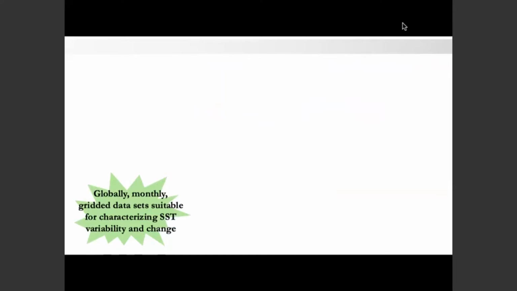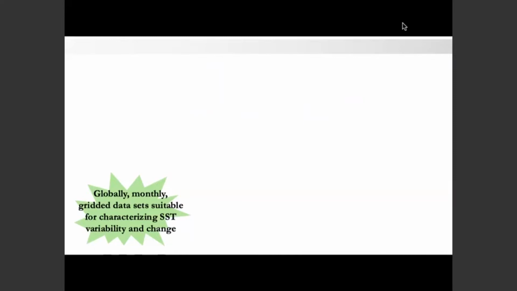Okay, so what do we get from these instrumental SST reconstructions? Well, a lot actually, right? I mean, they're global, monthly, gridded. They're pretty much everything we want to be able to work with. They're a few hundred megabytes. You can download them freely. Everyone can do it. What could go wrong, right?